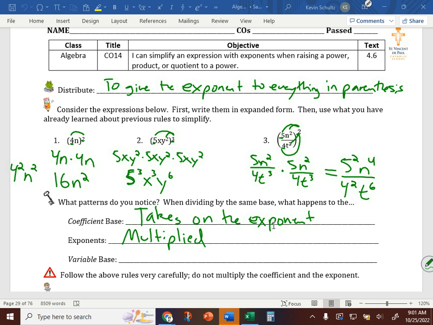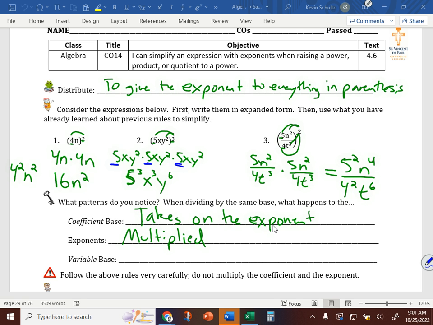Again, why it's important to understand the difference between bases and coefficients. This is not 4 times 2 to get 8n squared, right? It's not 5 times 3 to get 15 x cubed y to the 6th. Being a coefficient base, it gets the power. And we can see why. Why is it 5 cubed? Because we got 3 5s here. 5 times 5 times 5. 5 cubed. Okay? But if you're using the rule too quickly or you don't understand the difference between a coefficient and a base, you can get caught up.